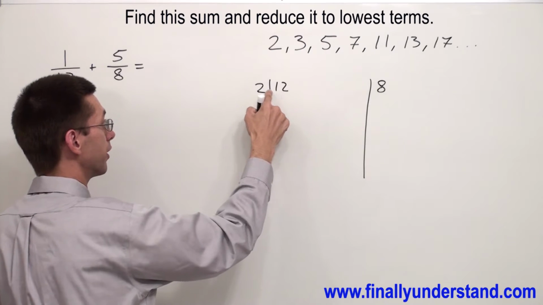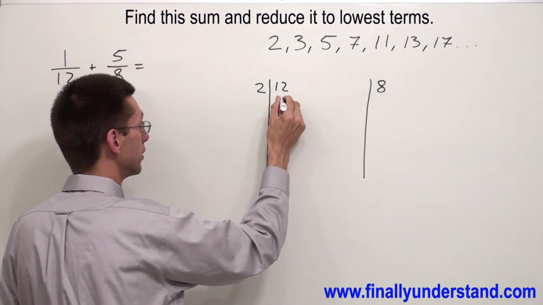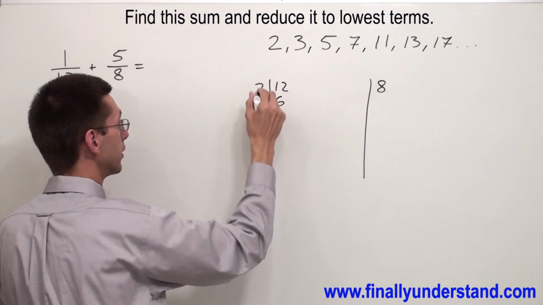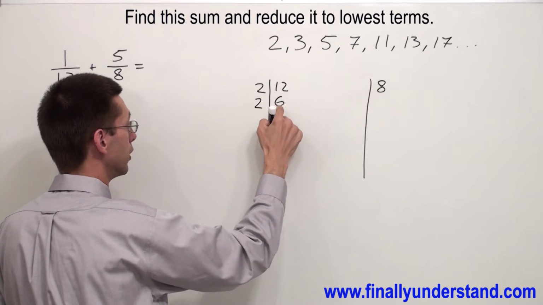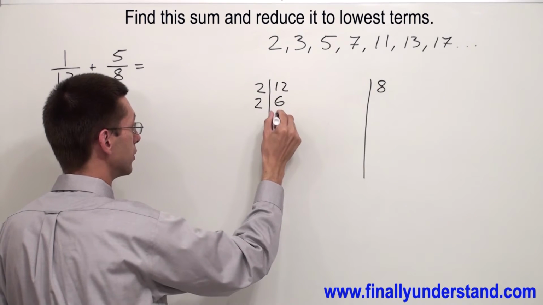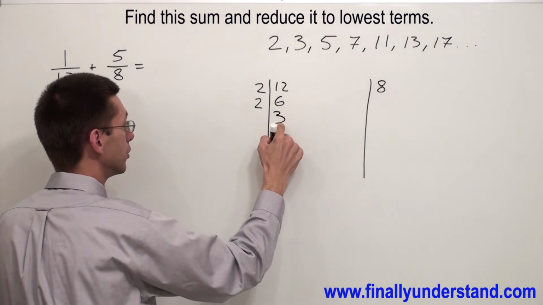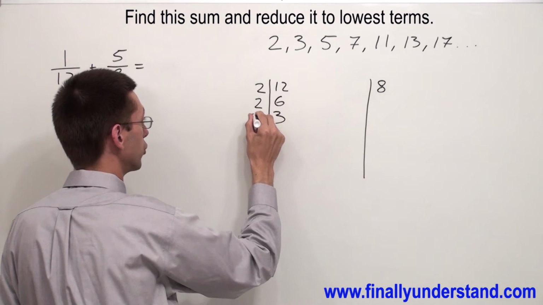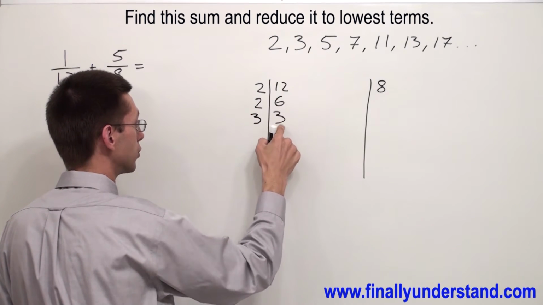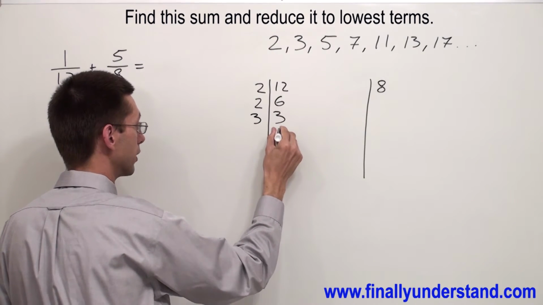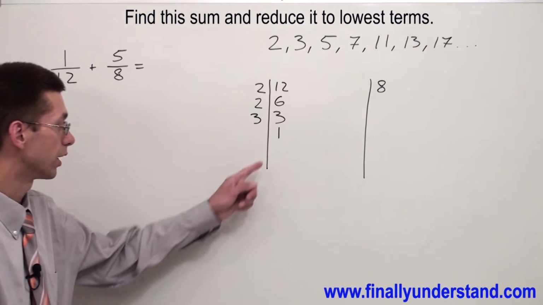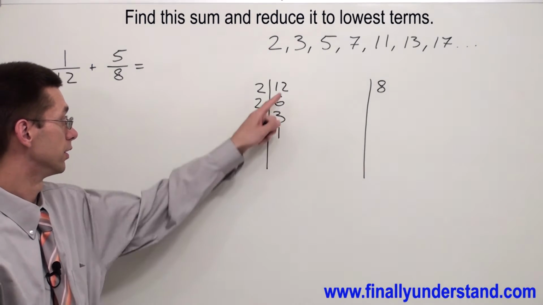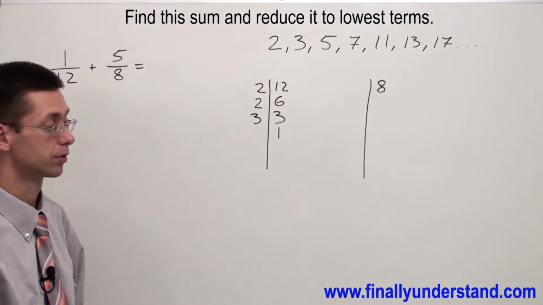12 divided by 2 gives me 6. 6 is divisible also by 2. 6 divided by 2 is 3. 3 is divisible by 3. That's why I'm going to write 3 over here. 3 divided by 3 will give me 1. If you have 1 over here, it means we've finished converting the denominator into prime numbers.